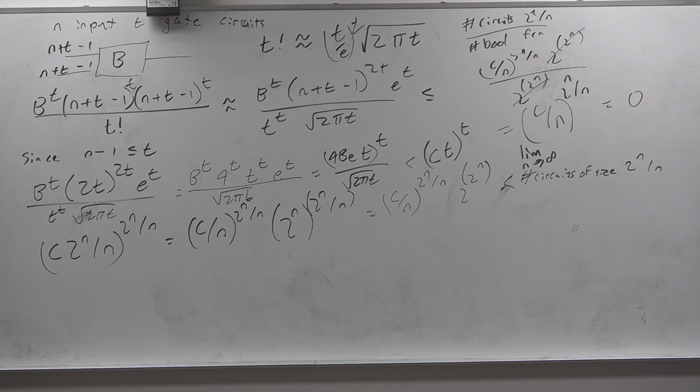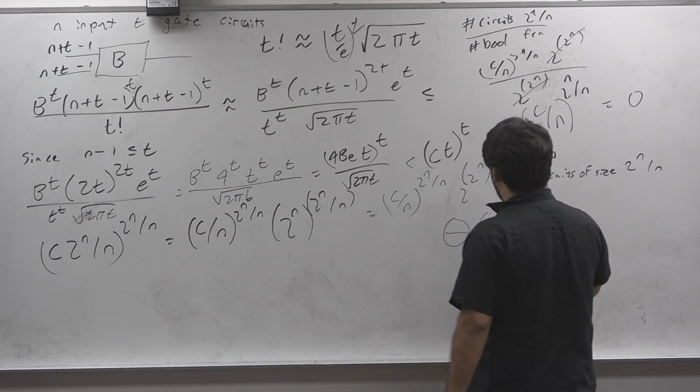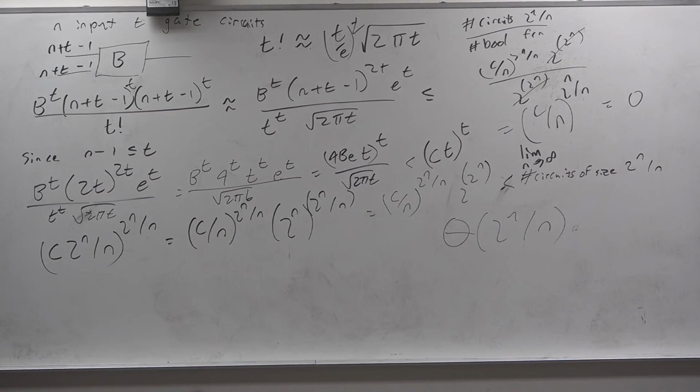Therefore, most functions must require circuits exceeding size 2 to the n over n. But Lupanov proved that every Boolean function has a circuit of this size. Therefore, we know most Boolean functions must have circuits of this size. Very trivial functions, very few of them, have circuits smaller than this. Most of them require circuits of that size, and so in some sense, it's optimal. Such a brute force construction is the best you can hope for.